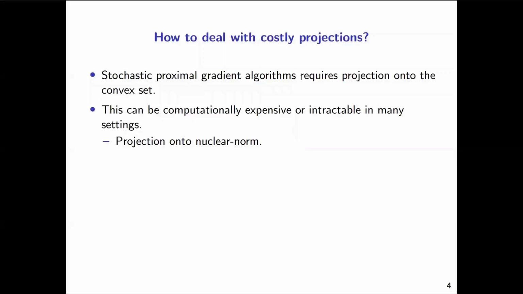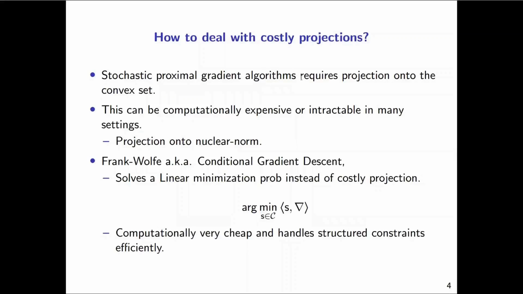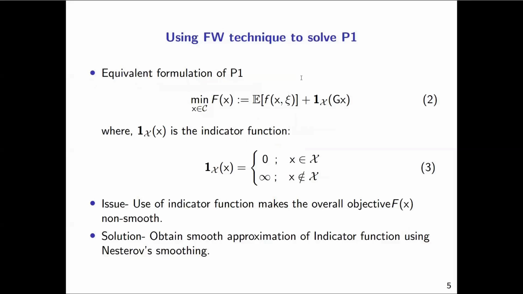How do existing methods like proximal methods, which need to perform projection at each step, deal with such problems? The answer comes in the form of Frank-Wolfe methods, which solve a linear minimization problem instead of solving the quadratic projection step. So what is stopping us from directly using Frank-Wolfe in our main problem? This is mainly due to the affine constraint.